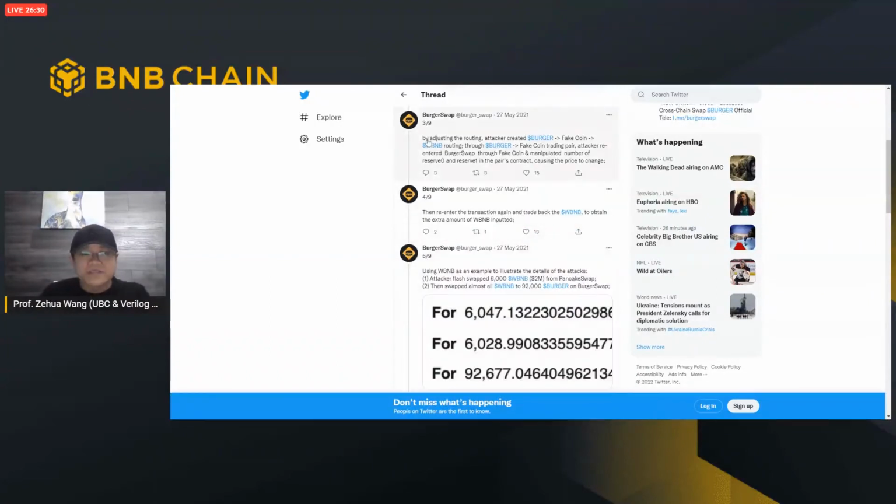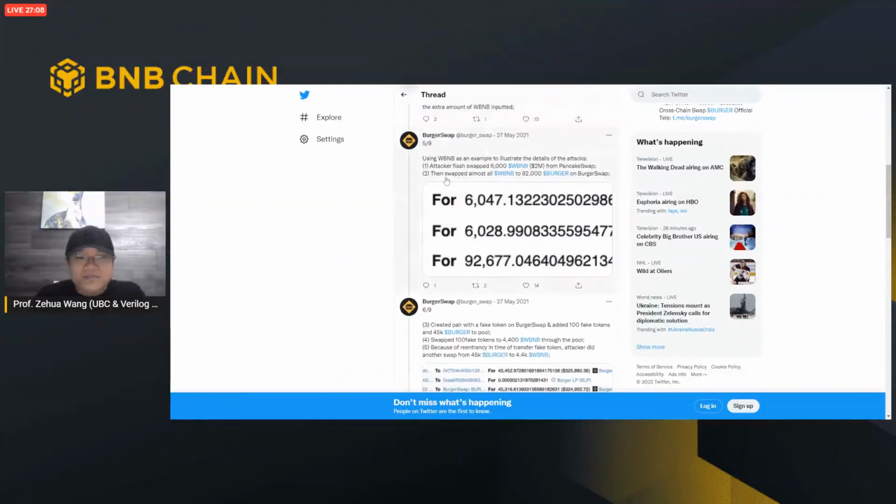Okay, you can see this. By adjusting the routing, the hacker creates some Burger token. Burger token is the native token of this Burger Swap, and then swaps it to some fake token, and the fake token to the wrapped BNB routing. Then through the Burger to fake token trading pair, the attacker can re-enter Burger Swap through the fake token and manipulate the number of reserve 0 and reserve 1 in the pair contracts, causing the price to change.